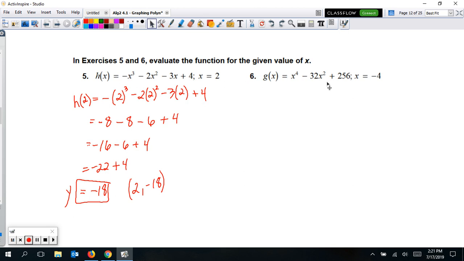All right, so number 6, I'm going to pause the video and then you try number 6. Do the same thing with negative 4, plug it into here and see if you can get the right y number, the output number. Go ahead and pause the video and do 6.